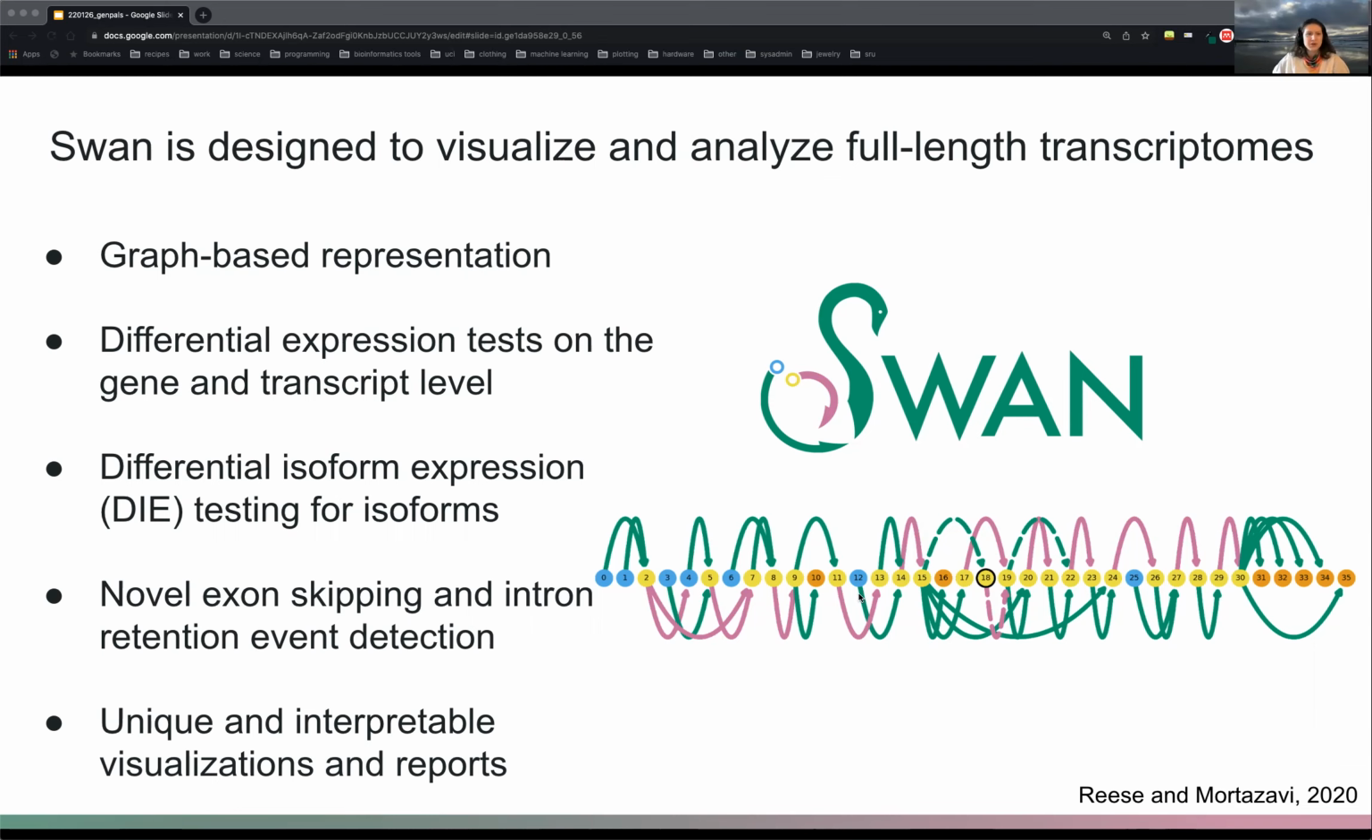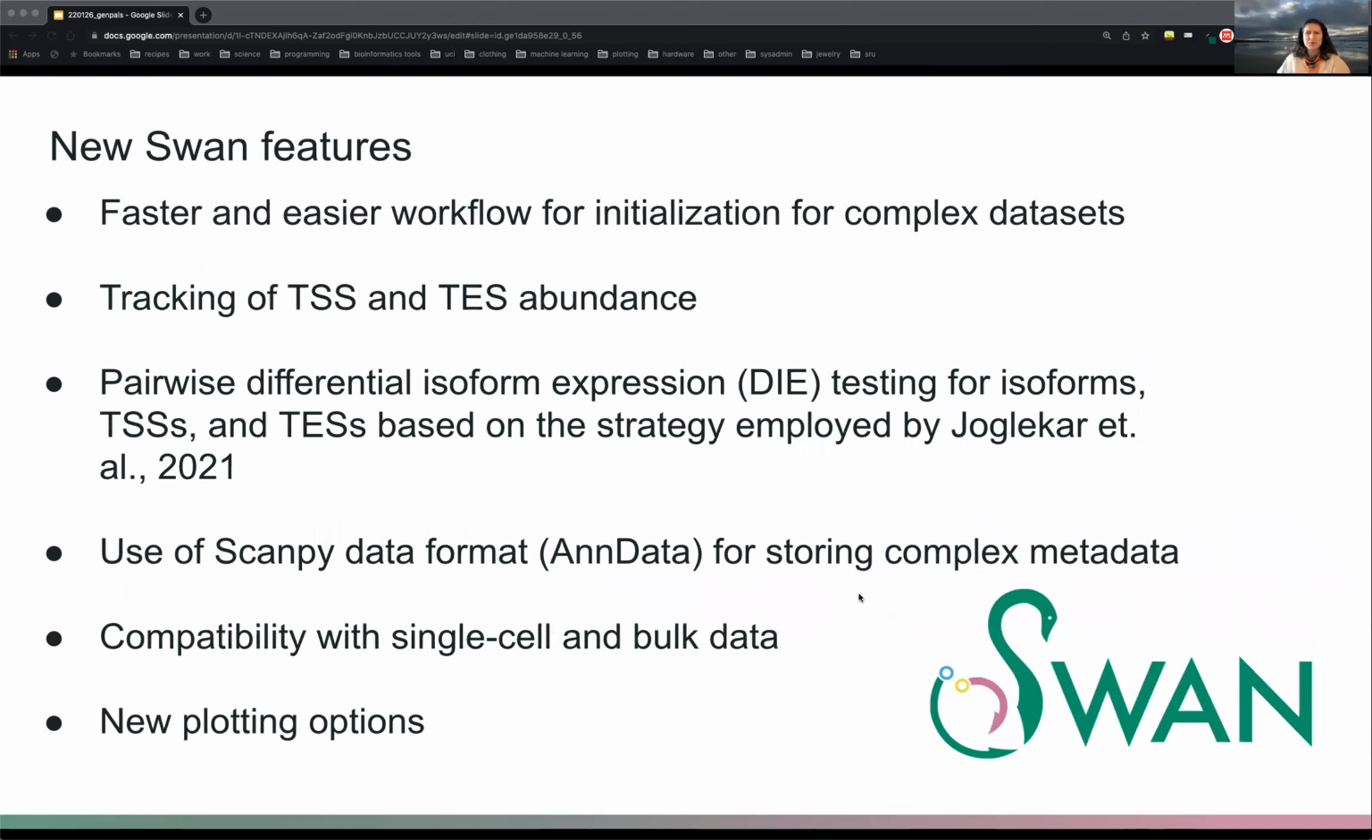What you probably don't know, or what probably doesn't matter to you, is the distinction between the new and the old Swan features. So in recent years, last year, I made Swan work a lot faster, and it has a much easier workflow for initialization of highly complex data sets. And in addition to tracking isoform abundance, it also now tracks transcription start site and transcription end site abundance. So how often is one 5' end used, or how often is one 3' end used.